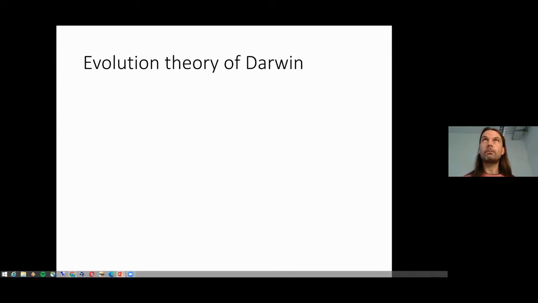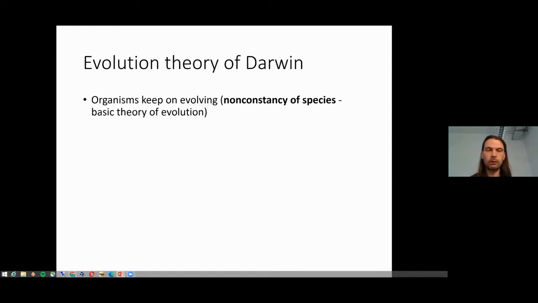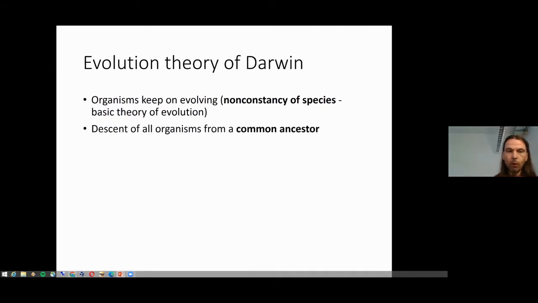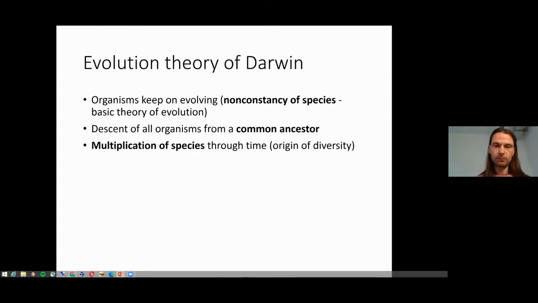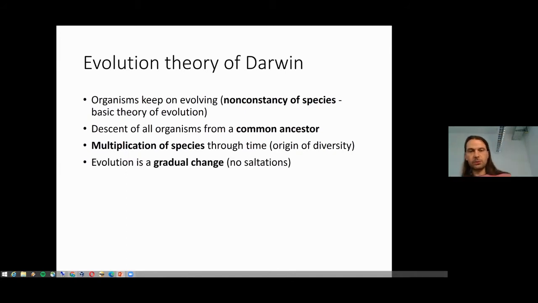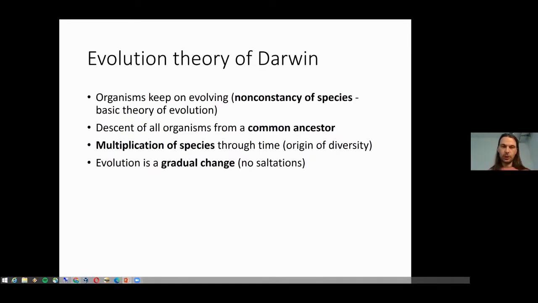So the evolutionary theory of Darwin is the following, in a nutshell: organisms keep on evolving. There's a non-constancy of species. This is the basic dogma. Nothing is fixed, everything is changing all the time. All organisms descend from a common ancestor, and there is a multiplication of species over time. So Darwin's theory can explain biodiversity. And evolution is not a sudden change, it's a gradual change, and it takes place all the time in every generation, as we will see today. So no so-called saltations, which is the sudden appearance of a new organism or a new morphology.